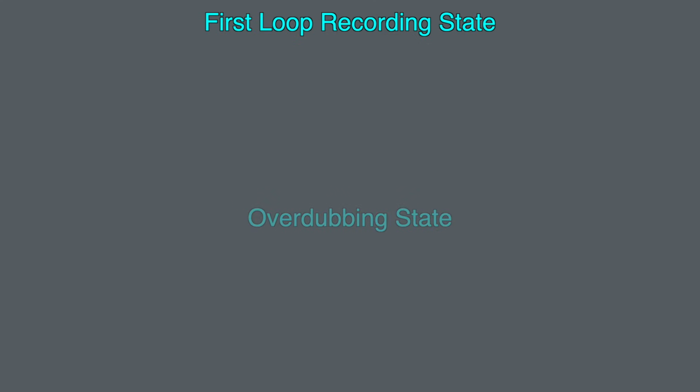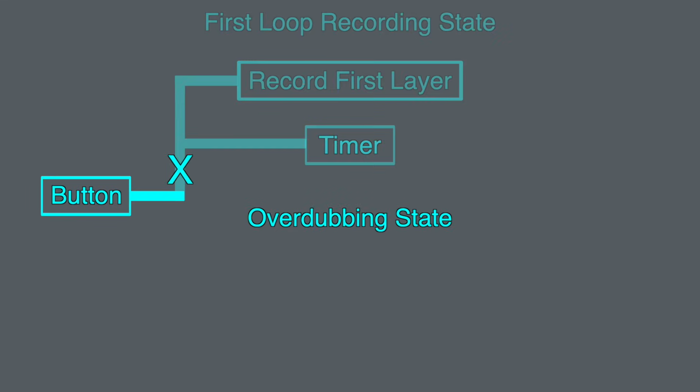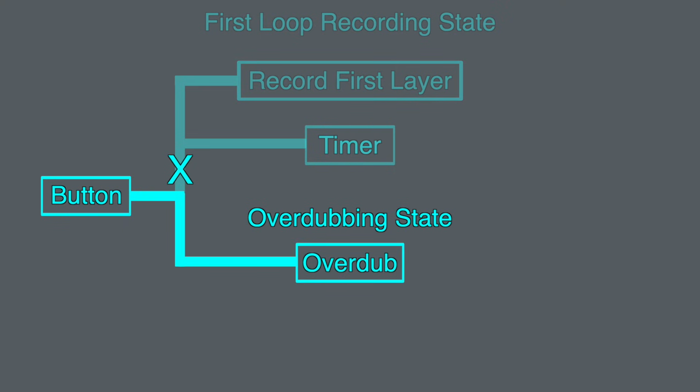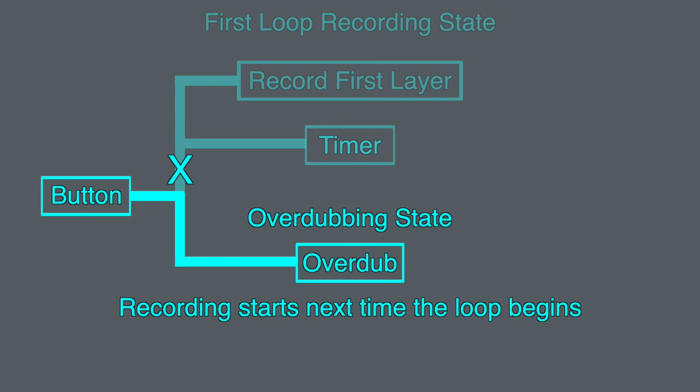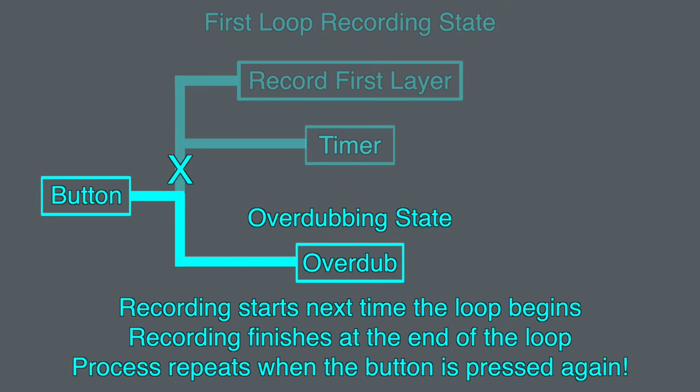So the signal chain that was put together earlier is for the first loop state. This is where the first loop is recorded and the length is measured. Then that signal chain is closed out from the record button input and the overdub signal chain is opened up. The looper is in the overdubbing state now. When I press record again, the recording will automatically start when the loop begins and stop when the loop ends. And I can keep overdubbing.